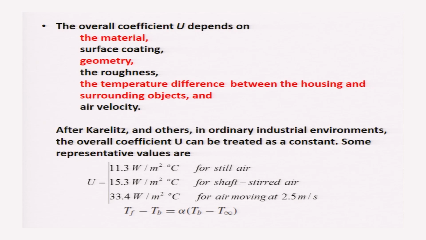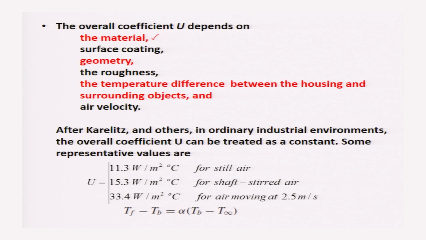The overall heat transfer coefficient U depends on the material of the housing, the surface coating, geometry, and the roughness. Even on the roughness it depends. It also depends on the temperature difference between the housing and the surrounding objects, and the air velocity. Because if the air velocity is smaller, there will be natural convection, and if it is moving, then it will accelerate the dissipation.